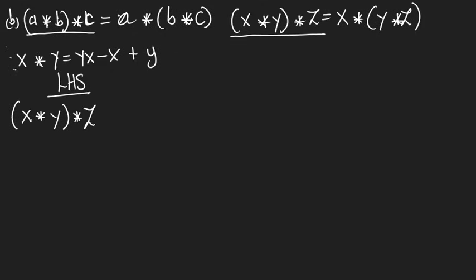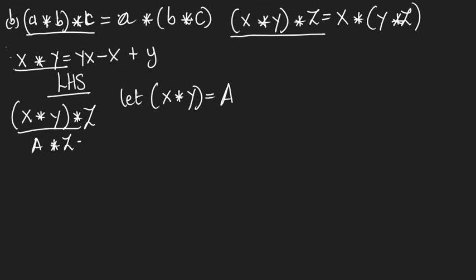We know that this part is this part. So we can say we let x star y equal to A. I can choose any letter, A. Then A star z is equal to, now notice that when we punched x star y in the computer, it gave us the equation yx minus x plus y.